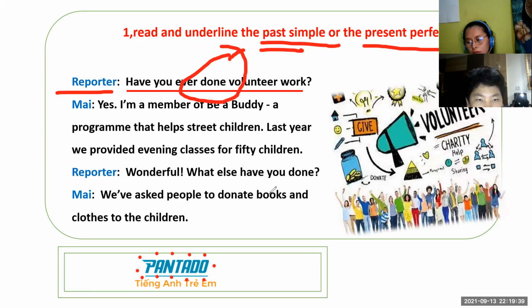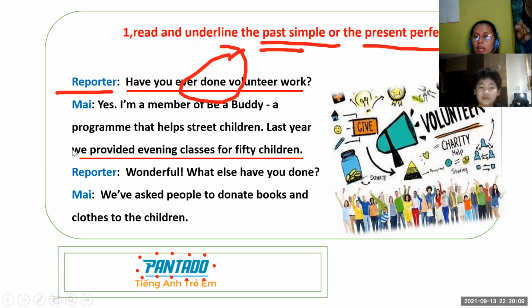The past simple is provided. Ask. Okay, so which statement there, the past simple is ask. Then, let's see, we provided evening classes for 50 children. You see that? So this word, we provided evening classes for 50 children.